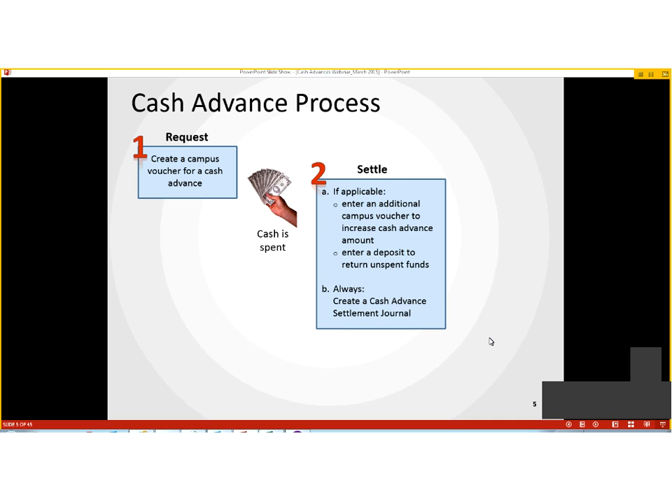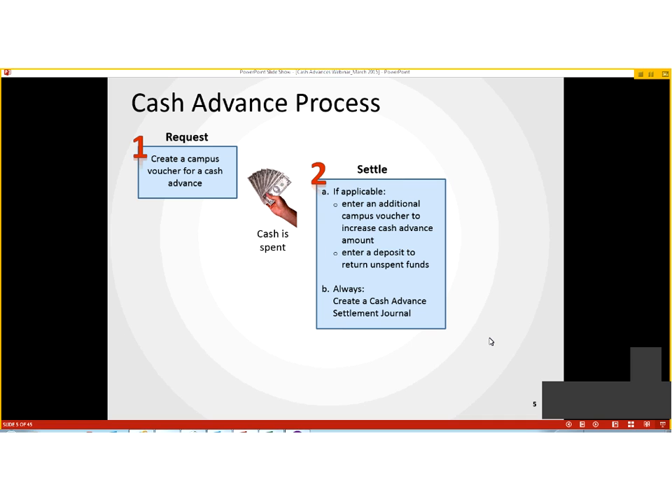So if the expenses were greater than the initial advance, then you would enter an additional campus voucher for the additional funds. If it were a scenario where expenses were less than your cash advance, then you would enter a deposit to return the unspent funds. And always you would create a cash advance settlement journal to settle the cash advance. And I'm going to talk more about that in a few slides. But basically the settlement piece could include an additional voucher or deposit if you had more or less expenses than the original cash advance. And then you would always enter a cash advance settlement journal to settle the advance.